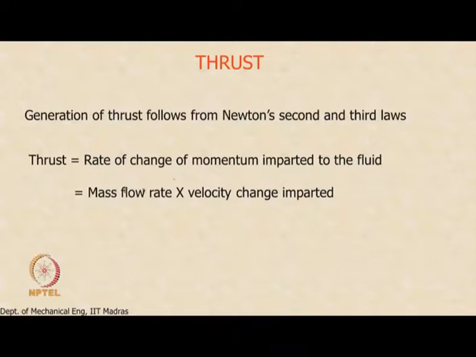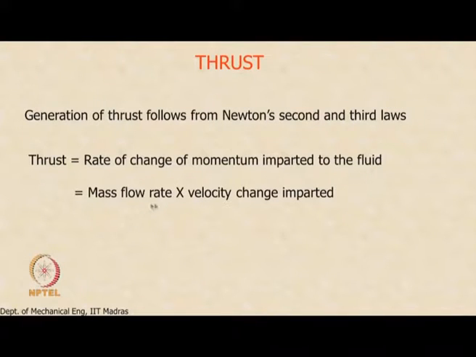Now, this part of it is the second law, right. We impart a rate of change of momentum to the fluid, and the third law aspect comes when the fluid exerts an equal and opposite force on the engine frame. So, that is the third law aspect of thrust generation, and this rate of change of momentum is nothing but the product of mass flow rate times velocity change imparted. Under steady state operating conditions, this is nothing but the product of mass flow rate and velocity change.